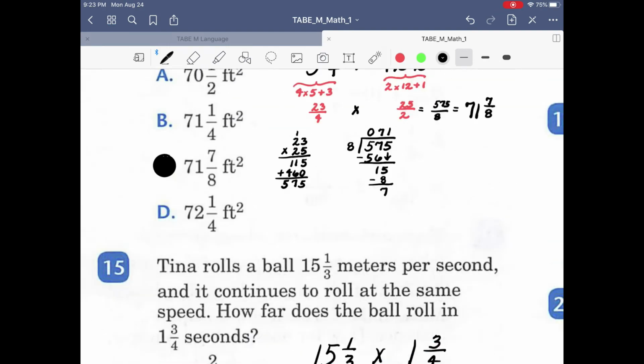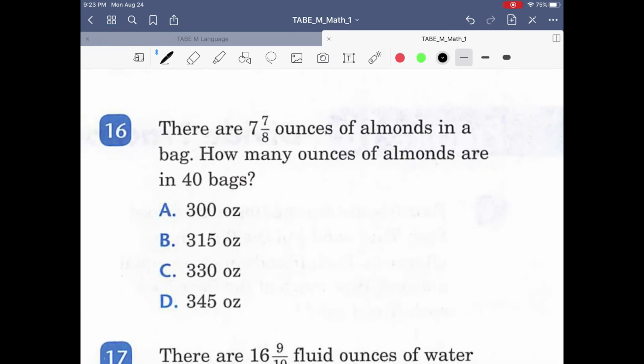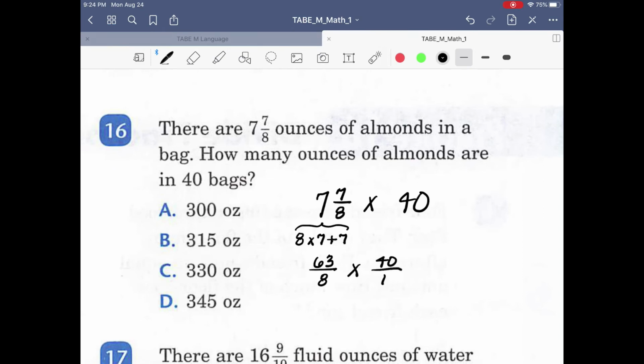Alrighty, number 16. There are 7 7/8 ounces of almonds in a bag. How many ounces of almonds are in 40 bags? So we're going to take one bag and multiply that by 40. So 8 sevens are 56, plus 7 is 63/8. And we're going to multiply that by 40/1.